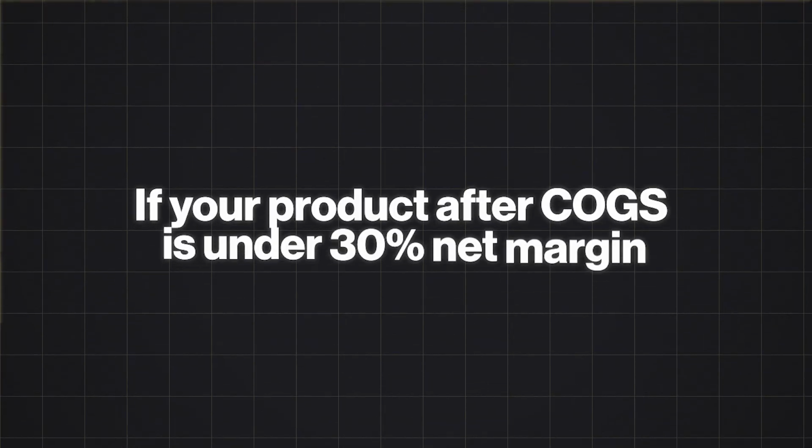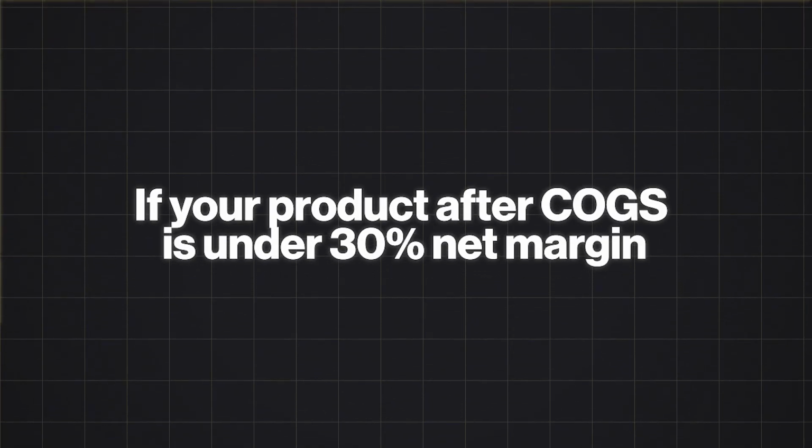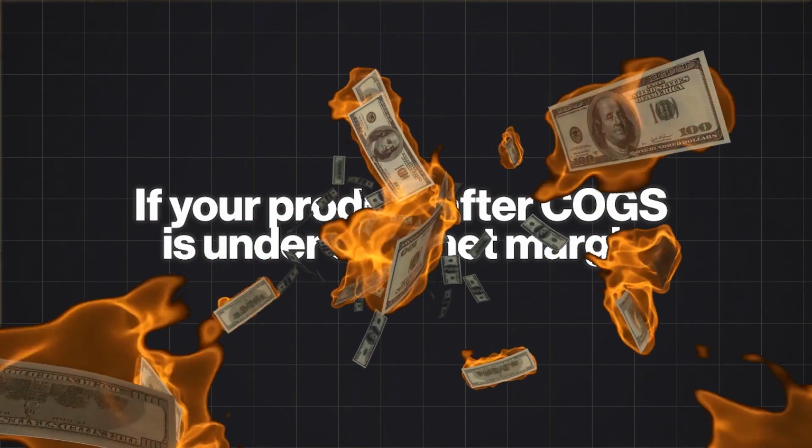Okay, so listen, recap. If your product after COGS is under 30% net margin, you're probably wasting your money on Amazon ads. Use the calculator. We link to it in the video description here. Use that calculator, run your numbers, and know if you can do this or at least break even.